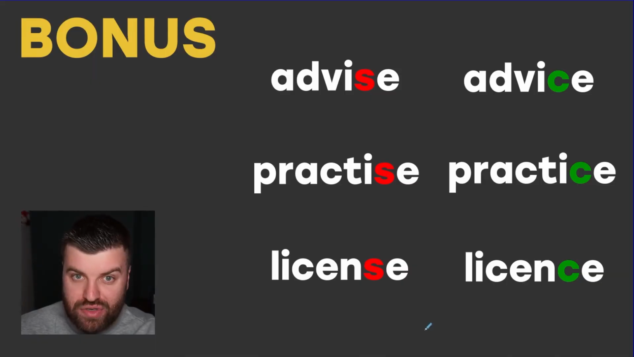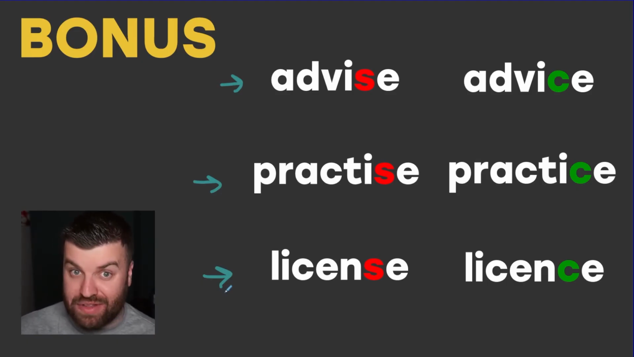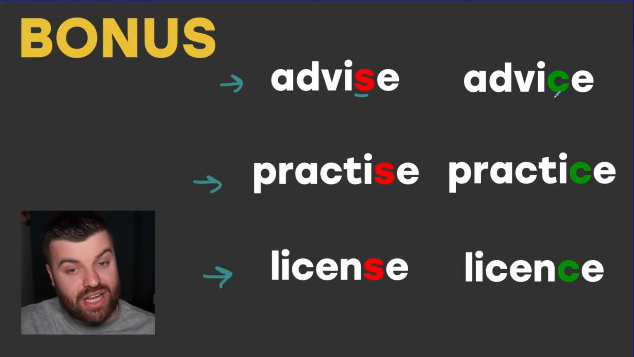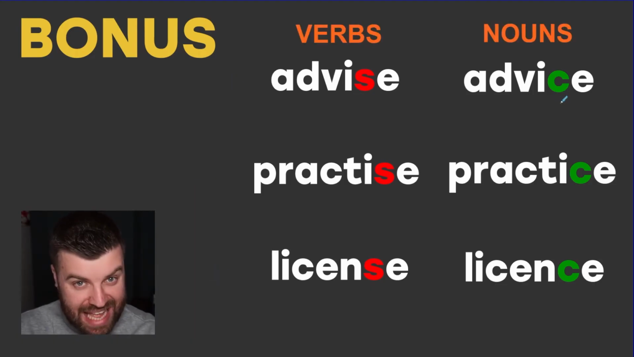A quick bonus round before we go to number one, and a trick that will help you pick the right spelling every single time for these tricky words. You can see three pairs here. We have advise and advice, practise and practice, license and licence. And me just saying them, you can see, especially for the last two pairs, how similar they sound. But they are spelt differently, sometimes with an S and sometimes with a C. So how on earth do you know which one to pick? Well, it's this simple. If it's a verb, use S, and if it's a noun, use C.